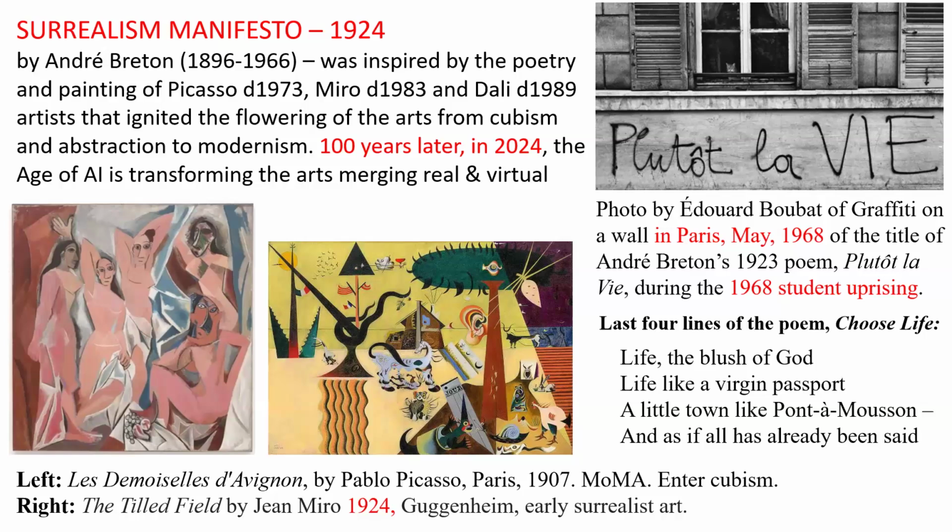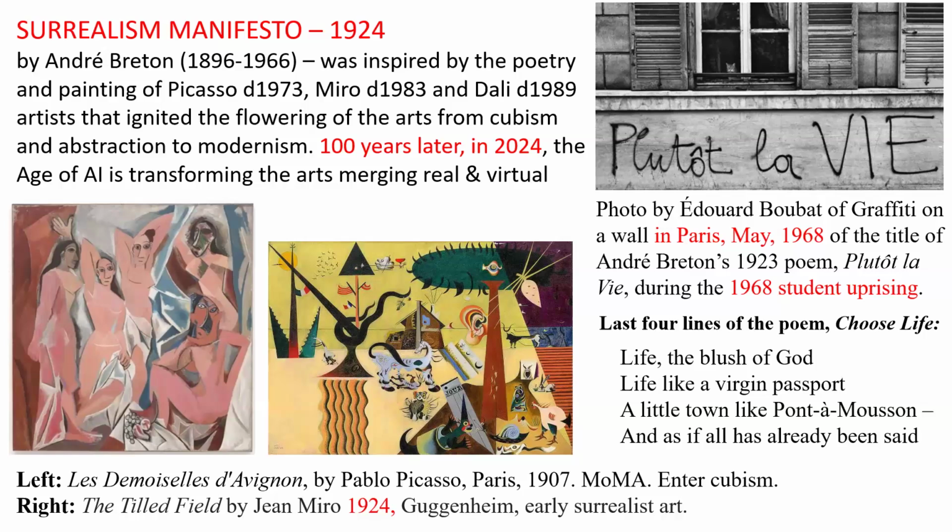So the age of AI is transforming the arts, merging real and virtual. And here's a 1907 painting of Picasso, one of his most famous, Les Demoiselles d'Avignon. Look how early that was, cubism, breaking up reality as interpreted through emotion and human feeling. And then we have one of Miro's first paintings in Surrealism, 1924.